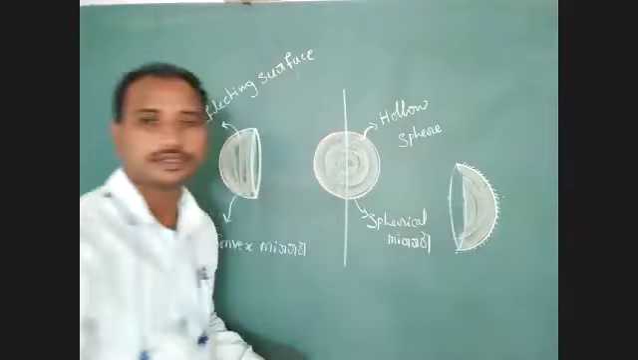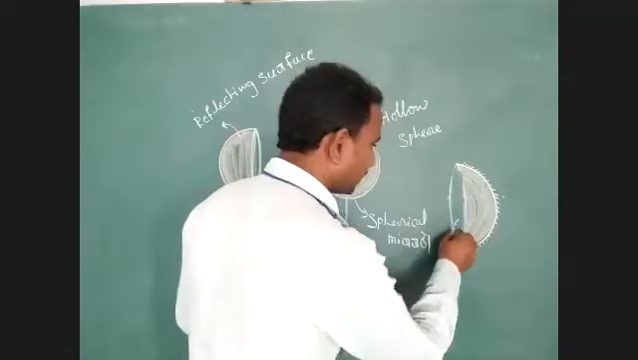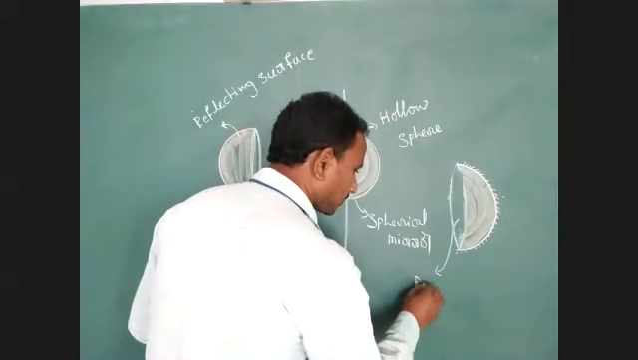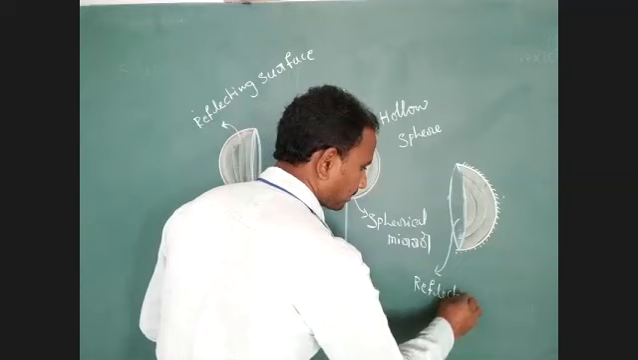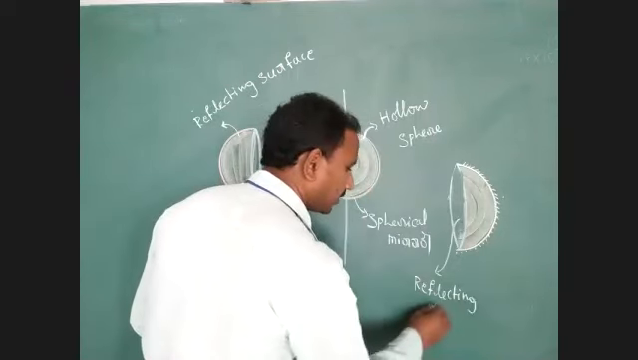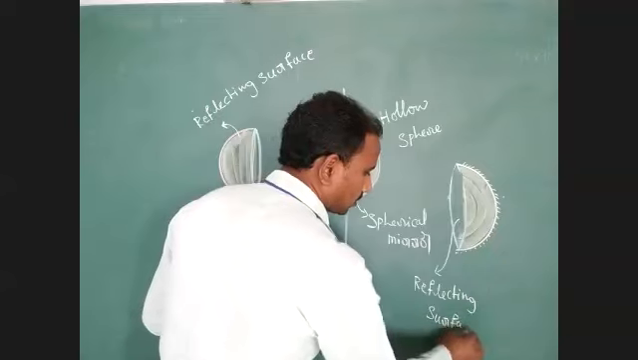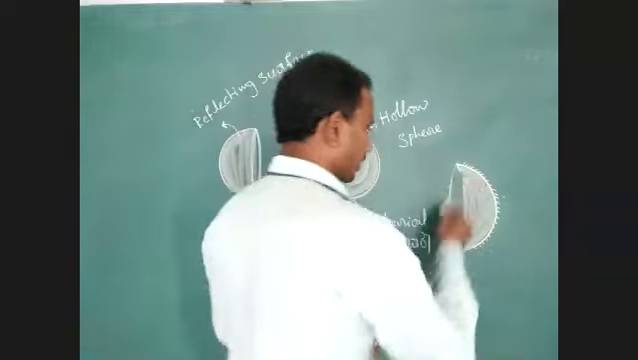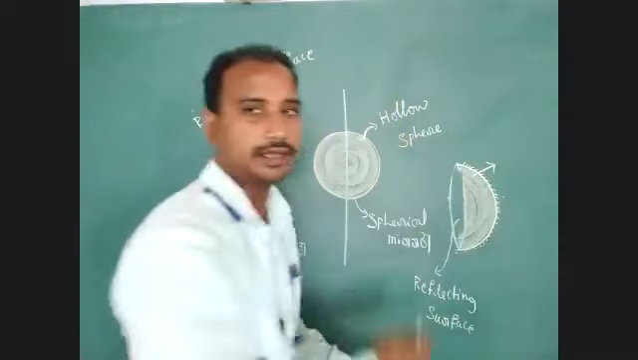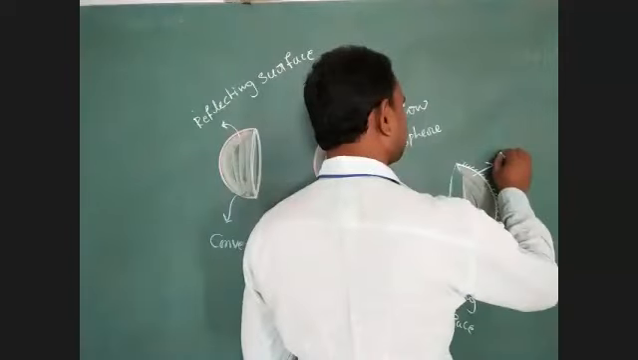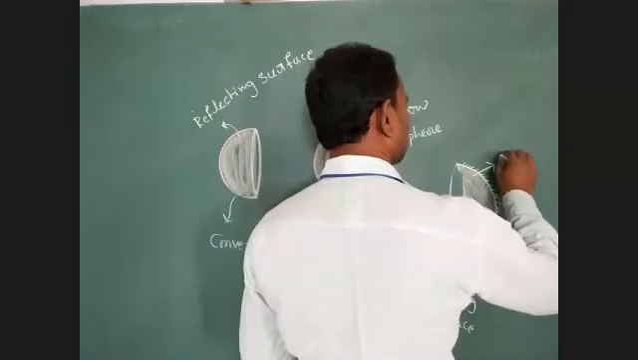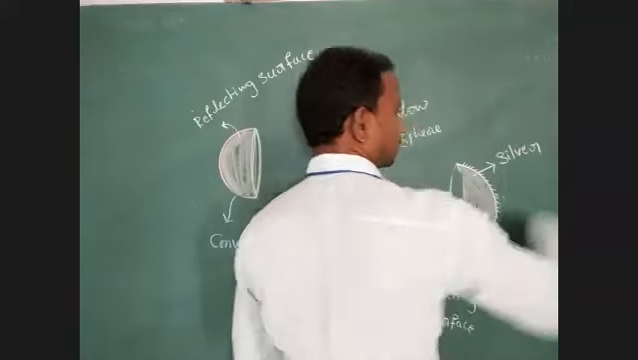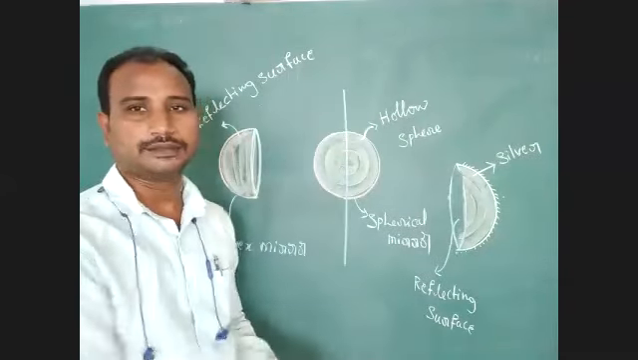Okay, students, identify this one. This surface is a reflecting surface. But what about this outside surface? Here, the outside surface is an opaque surface. The surface is coated with silver, so it acts like an opaque surface.